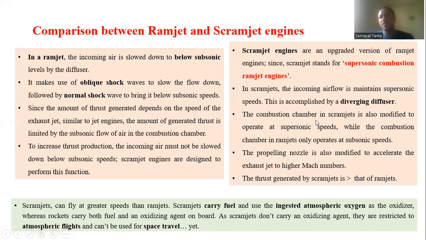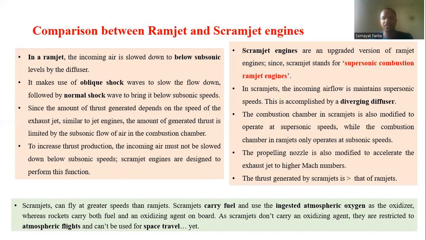The combustion chamber in a scramjet is also modified to operate at supersonic speed, while the combustion chamber in a ramjet only operates at subsonic speeds. And the propelling nozzle is also modified to accelerate the exhaust jet to a higher Mach number. And the thrust generated by a scramjet is much higher than that of a ramjet. So these are the comparisons between the two. So scramjets can fly at greater speed than ramjets. That is what we have already discussed.